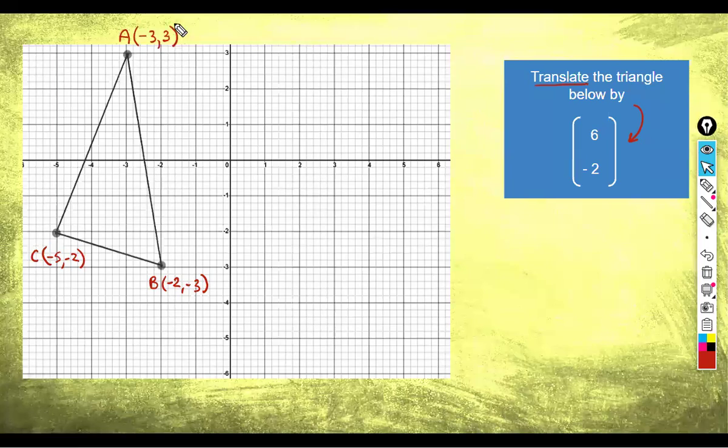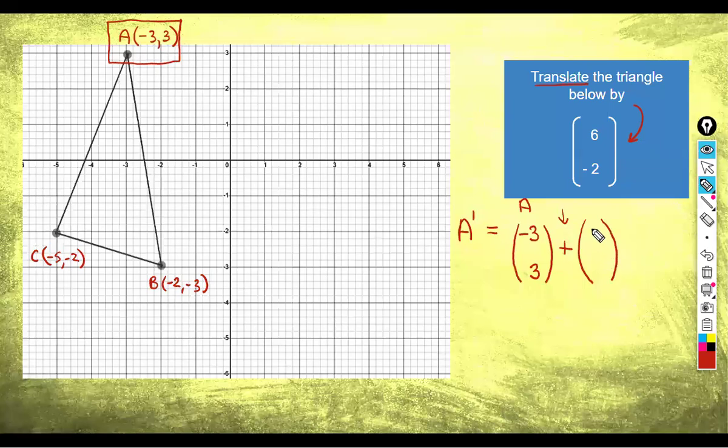We have the point A. Let me start off with A. So when you're trying to figure out A prime, all you have to do is take point A. How much is point A? Minus 3, 3. But when you're writing it, write it vertical. The X coordinate will go on top and the Y coordinate will go underneath. And all you have to do is always add the translation.